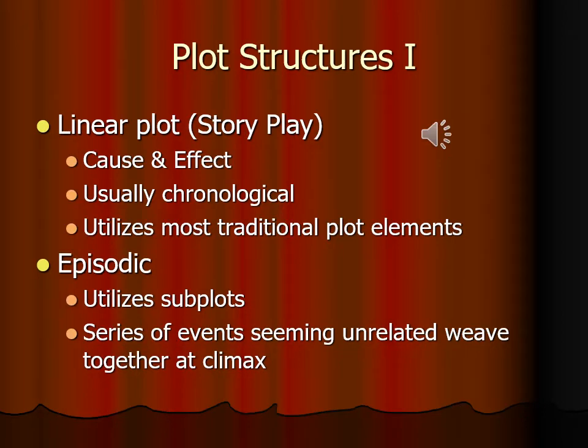In theater, we use several different kinds of plot structures. The first plot structure that I have here, a linear plot, sometimes this is called a story play. This is the plot that we're most familiar with, a very common classic narrative, meaning that there's exposition where we're introduced to the characters, and then as we follow the characters through the rest of the plot, there's a cause and effect. Something happens in each scene which causes the next scene to happen, etc., etc. If you look at classic fairy tales, Goldilocks and the Three Bears, that's a linear story type plot.